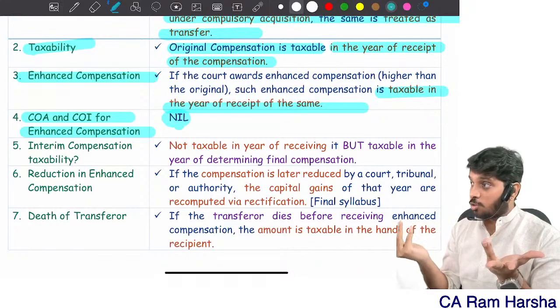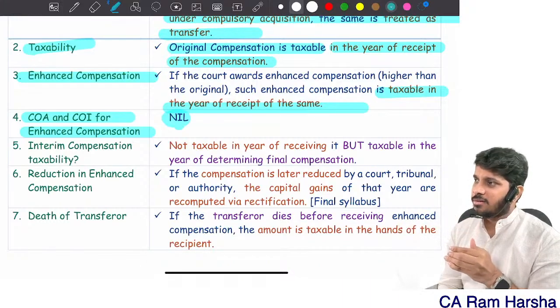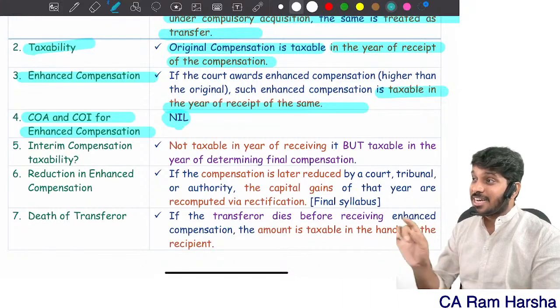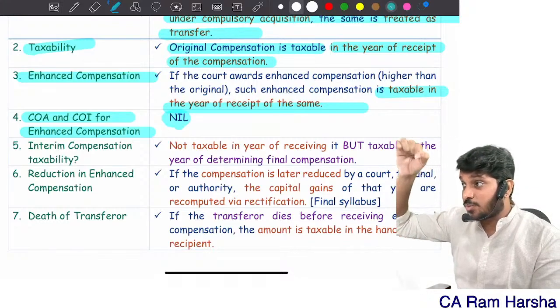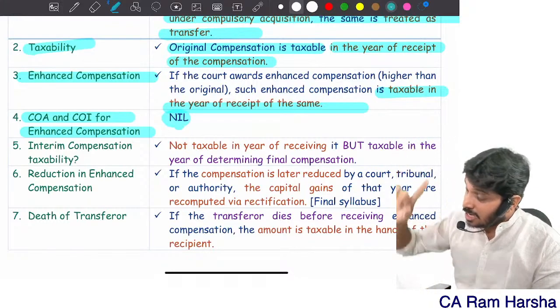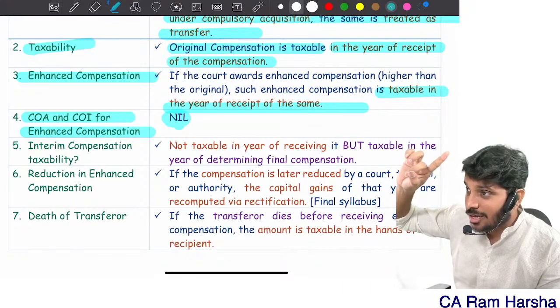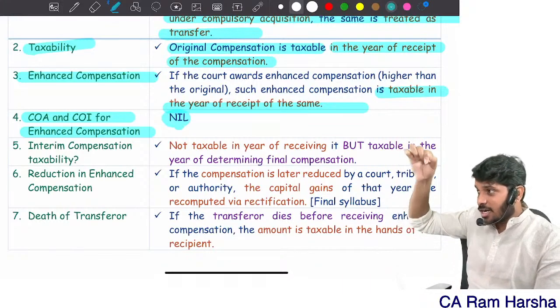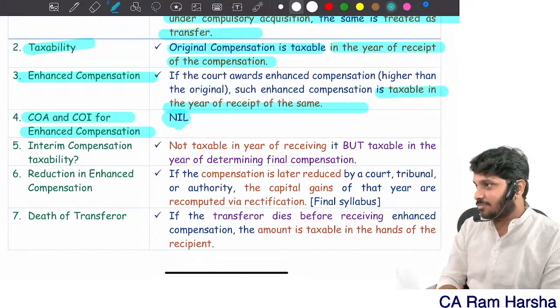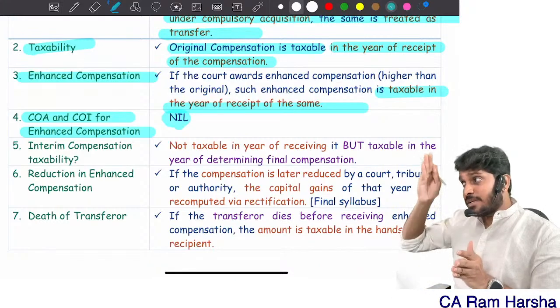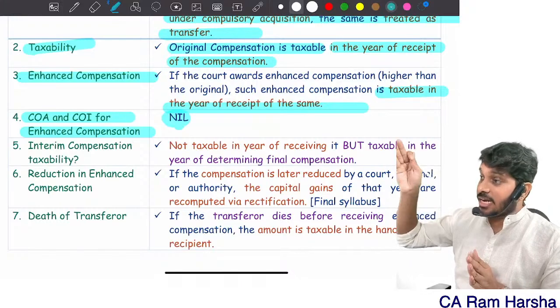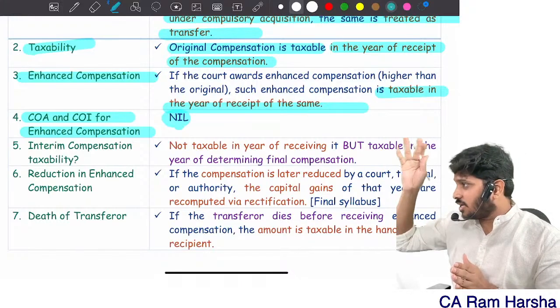Final, we also don't know how much it is, but temporarily they paid me an advance. But in 25-26, the original compensation of 100 crore was decided. Now taxability will be in the previous year 25-26. Transfer happened in 22-23 only. Taxability will be in the 24-25 previous year. Able to understand? Same way, later additional compensation also given in 27-28. Then that year 27-28 it is taxable.